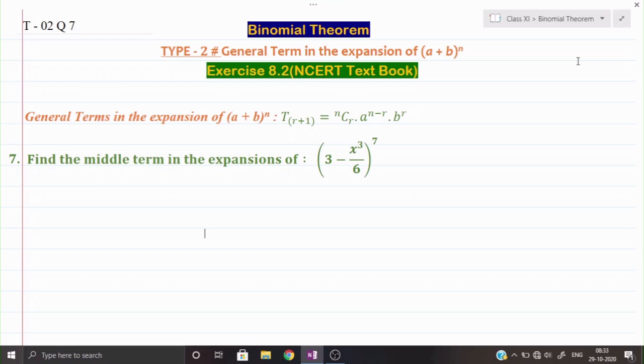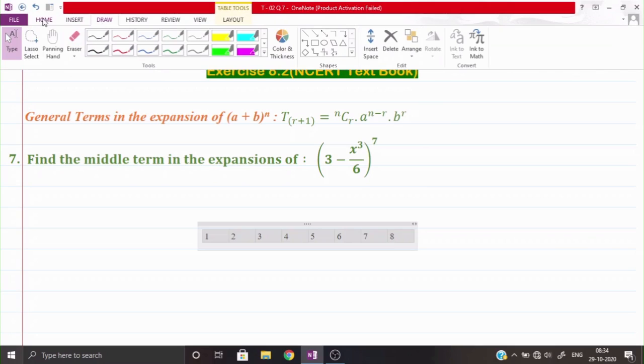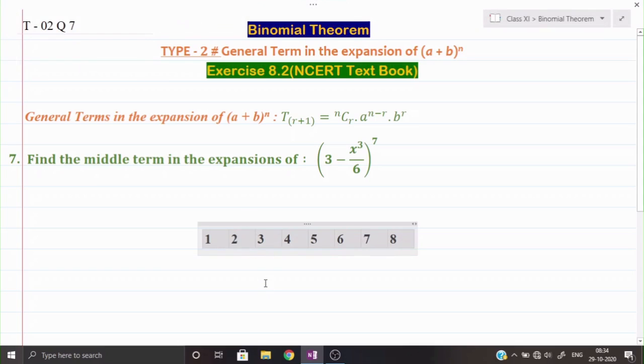For example, suppose I write down the 8 terms over here: this is first, similarly second, third, fourth, fifth, 6, 7 and 8. Suppose I take these 8 terms and we have to find out who will be the middle term. In the book and in the reference books, many formulas are given which you can apply to get the value of the middle term. But with the help of logic also we can easily find out the middle term in these 8 terms.